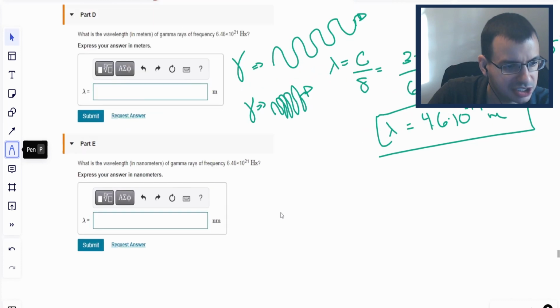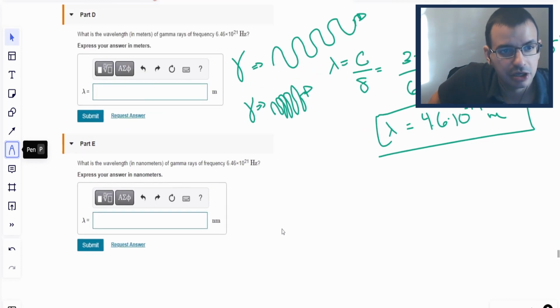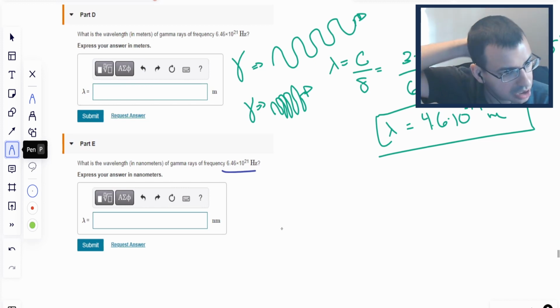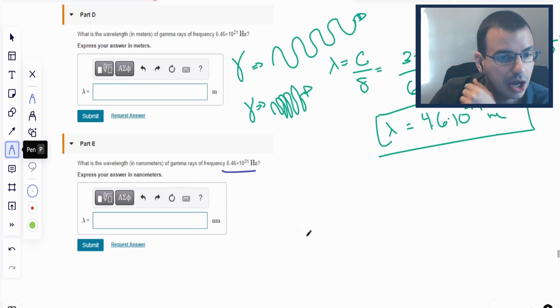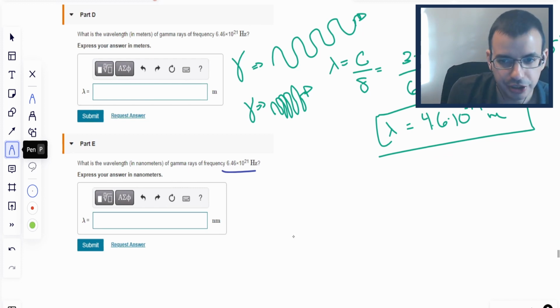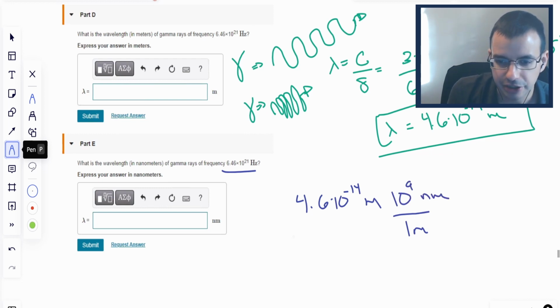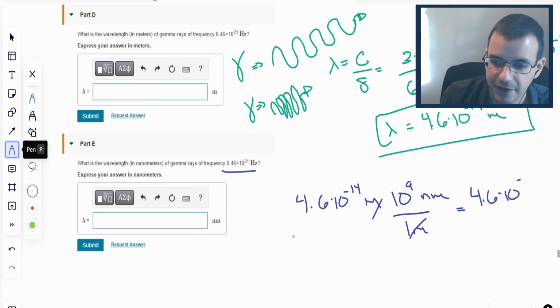All right, what is the wavelength in nanometers of this exact same gamma ray? So what we're going to do is we're just going to convert it. 4.6 times 10 to the negative 14th meters. 1 meter is 10 to the 9th nanometers. The meters cancel, and we get 4.6 times 10. Negative 14 plus 9 is negative 5.